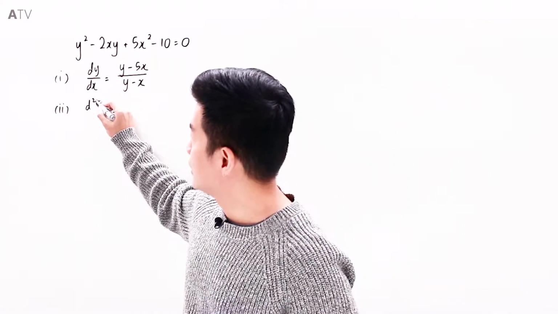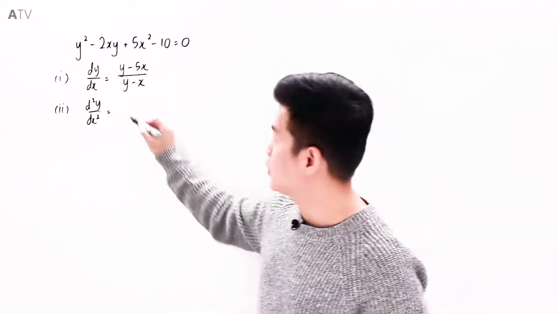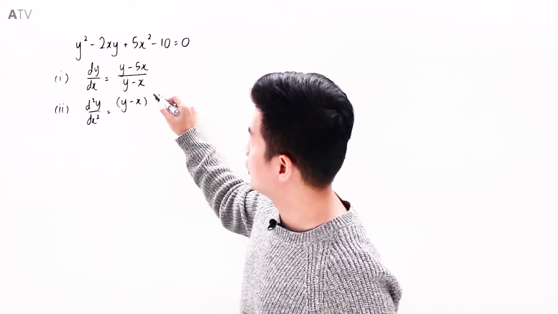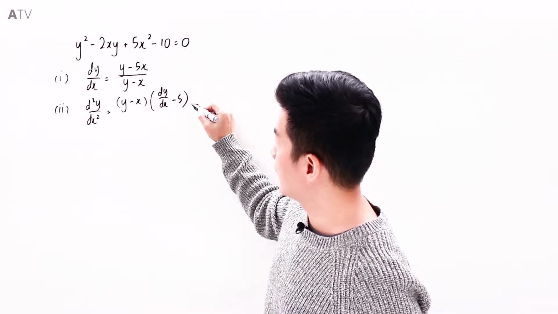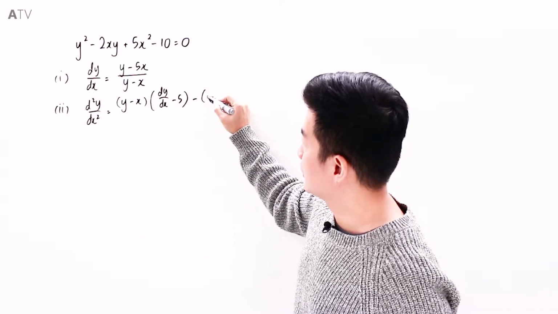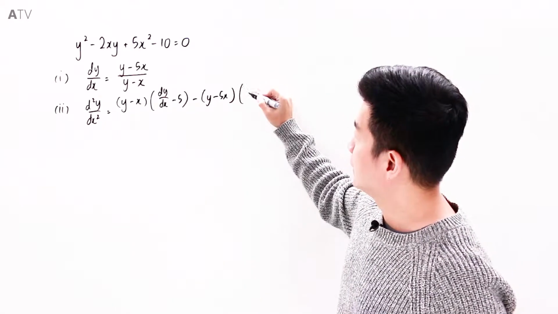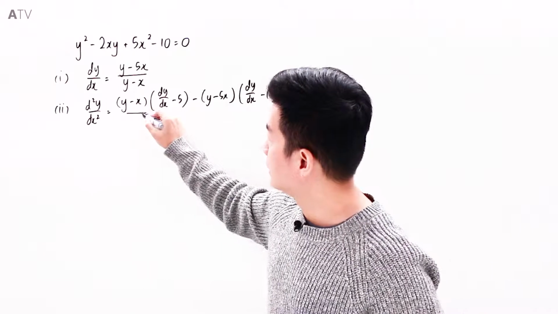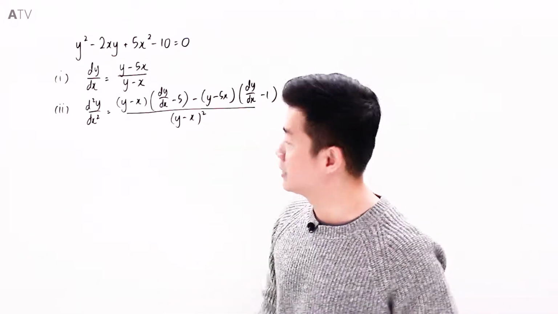So we will find d squared y over dx squared first. So we will apply the quotient rule. The denominator, I'll let it be constant. Differentiating the numerator, it will be dy/dx minus 5. Minus away the numerator, I'll let it be constant. Let me differentiate the denominator, and that will be dy/dx minus 1. And this is going to be divided by the denominator squared.